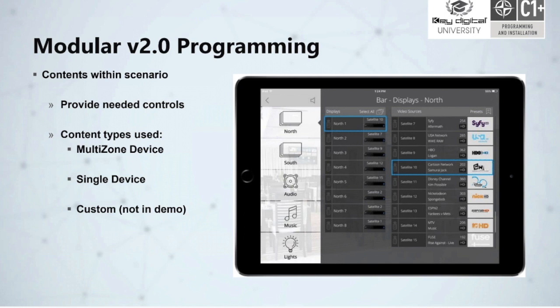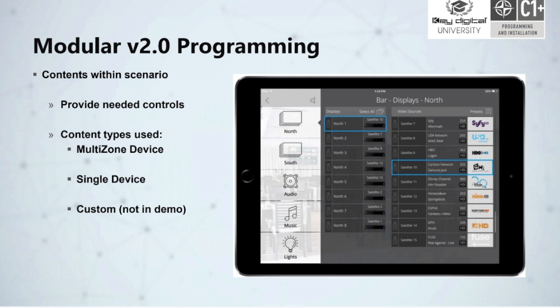This project will use 3 of the 4 content types. We're going to use the multi-zone device now, where we'll have the ability to control within the module space. We'll see multiple outputs of our video matrix, multiple inputs of our video matrix, as opposed to the AV endpoint that we used in the presentation conference room demo in the previous video. We'll use, of course, single device for controlling the cable boxes and whatnot, and we'll have custom.